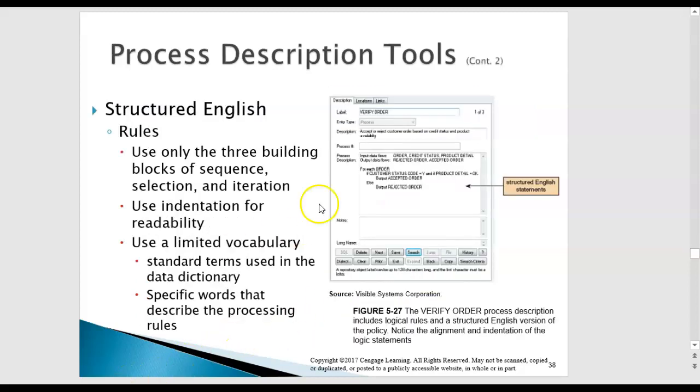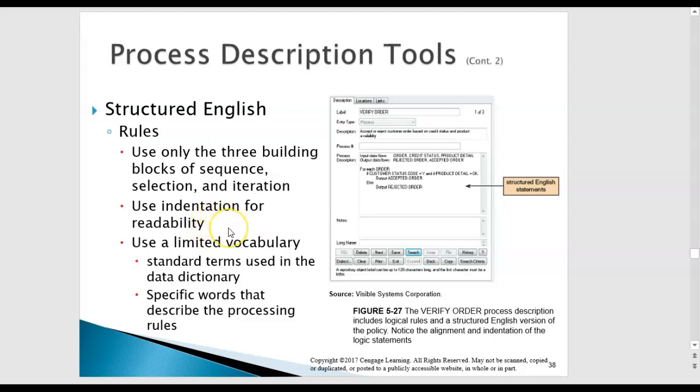Now, another tool of process description is structured English. So these are some of the guidelines to use when you're using structured English to describe your process. Again, use only the three building blocks: the sequence, selection, and iteration, the looping process. Use indentation for readability. This is also one of the most commonly used programming practices as well, where you indent the next step in the process so that it's easier for the reader to see where a certain part of the process ends and where another part of the process starts.